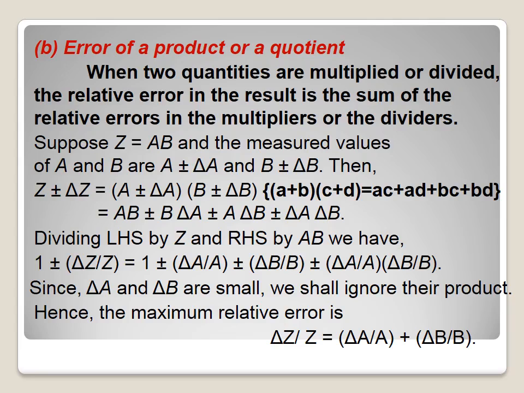Dividing LHS by Z and RHS by AB, we have 1 plus or minus delta Z by Z is equal to 1 plus or minus delta A by A plus or minus delta B by B plus or minus delta A by A into delta B by B. Since delta A and delta B are small, we shall neglect the term delta A by A into delta B by B. Then we will get the maximum possible relative error as delta Z by Z is equal to delta A by A plus delta B by B.